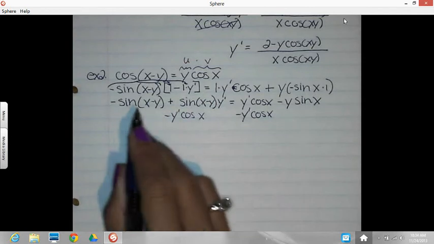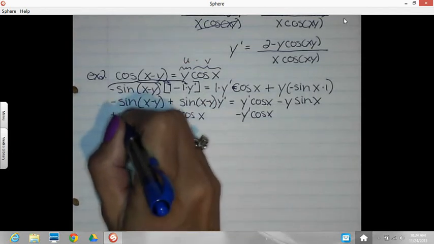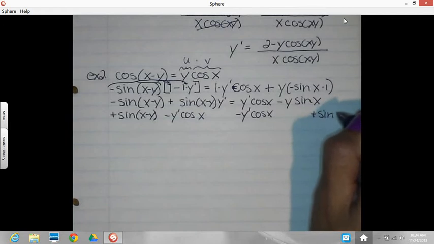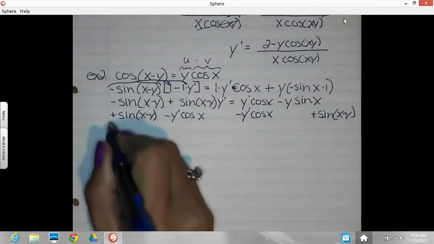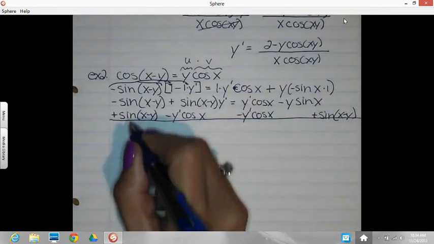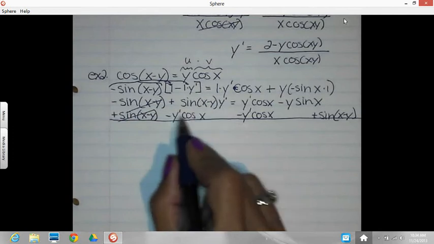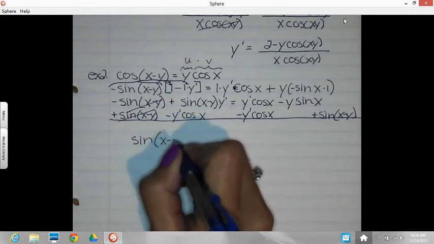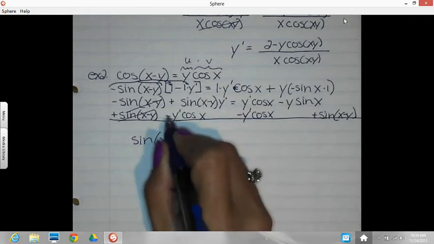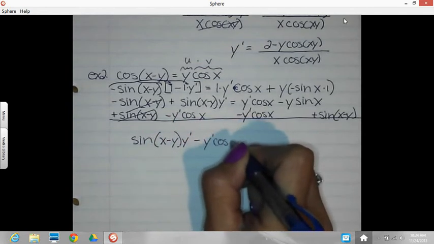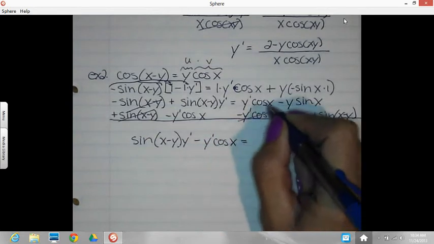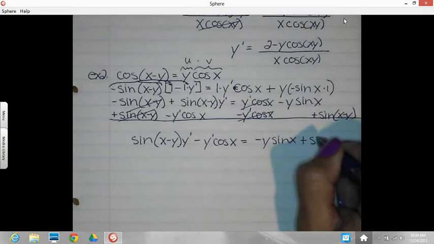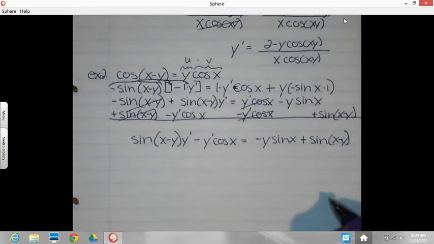I'm going to add this one to cancel it out, so I'll add it to the other side. So these are gone. I have this basket and this basket here. So sine of x minus y times y prime minus the y prime cosine of x. These are gone. I have the negative y sine x plus sine of x minus y. Okay, I've isolated my y prime terms.